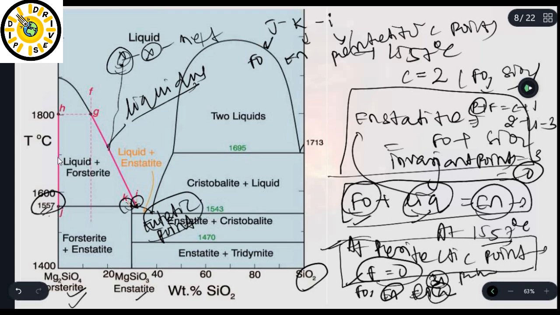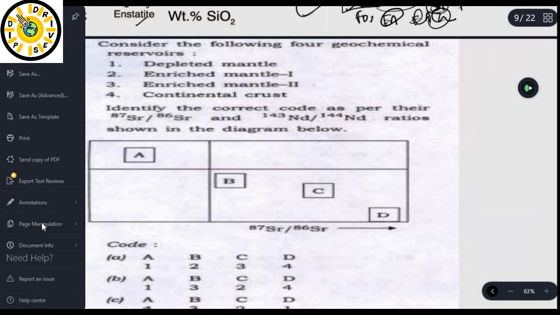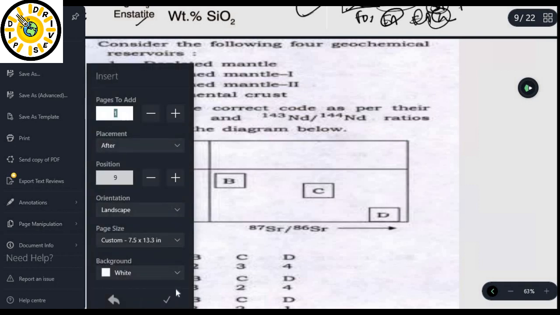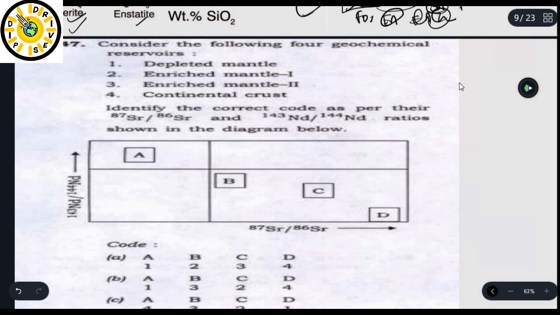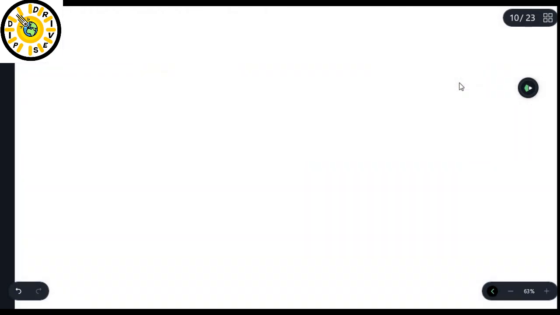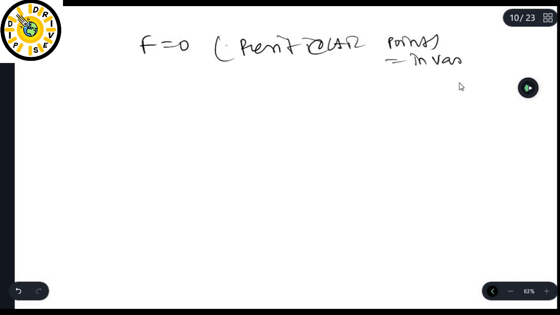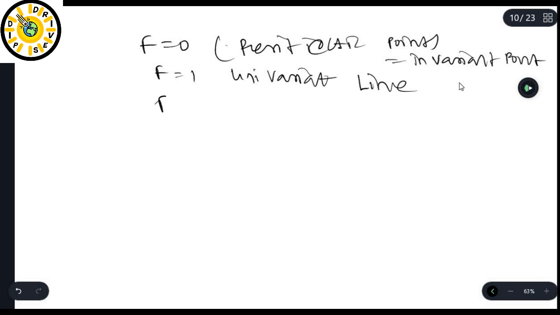Okay, let me add some more pages so that I can write. When the degree of freedom will be 0, the peritectic point is called an invariant point. When degree of freedom will be 1, it is called a univariant line. Okay. When the degree of freedom will be 2, it is called a divariant field.